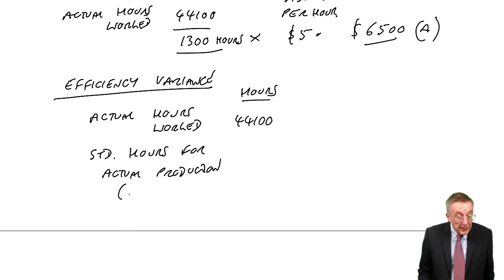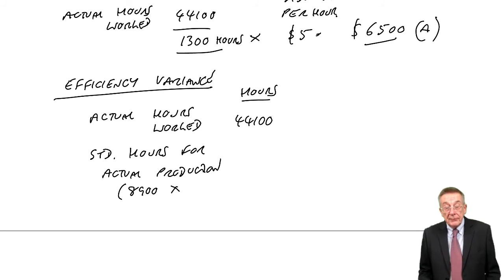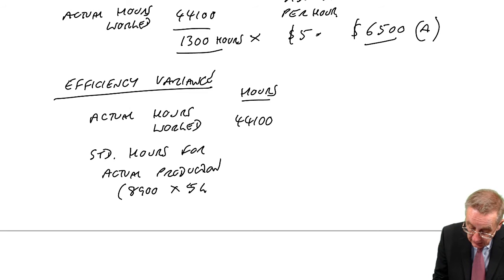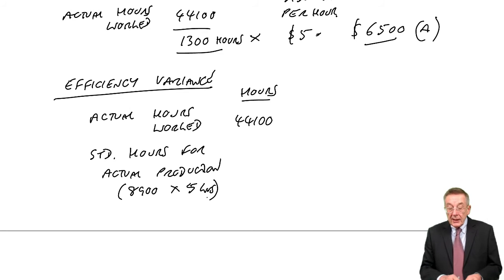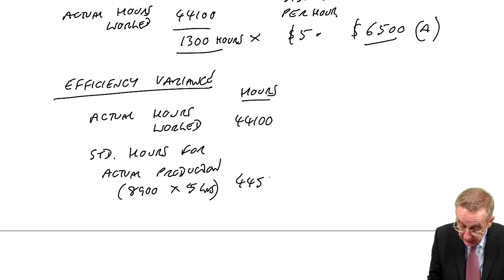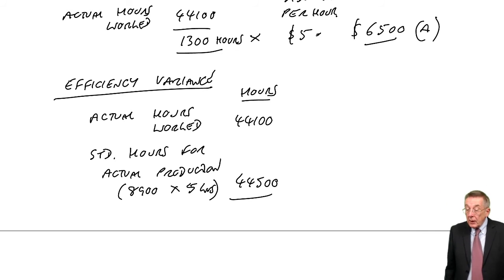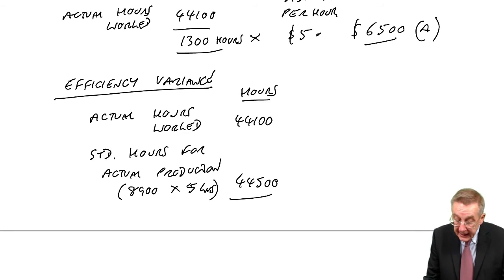Well, remember, we actually produced 8,900 units. Each unit should have taken 5 hours. And so we expected them to work 44,500 hours. And so they actually did quite well. They obviously worked a bit faster than we've expected. We've managed to save 400 hours.